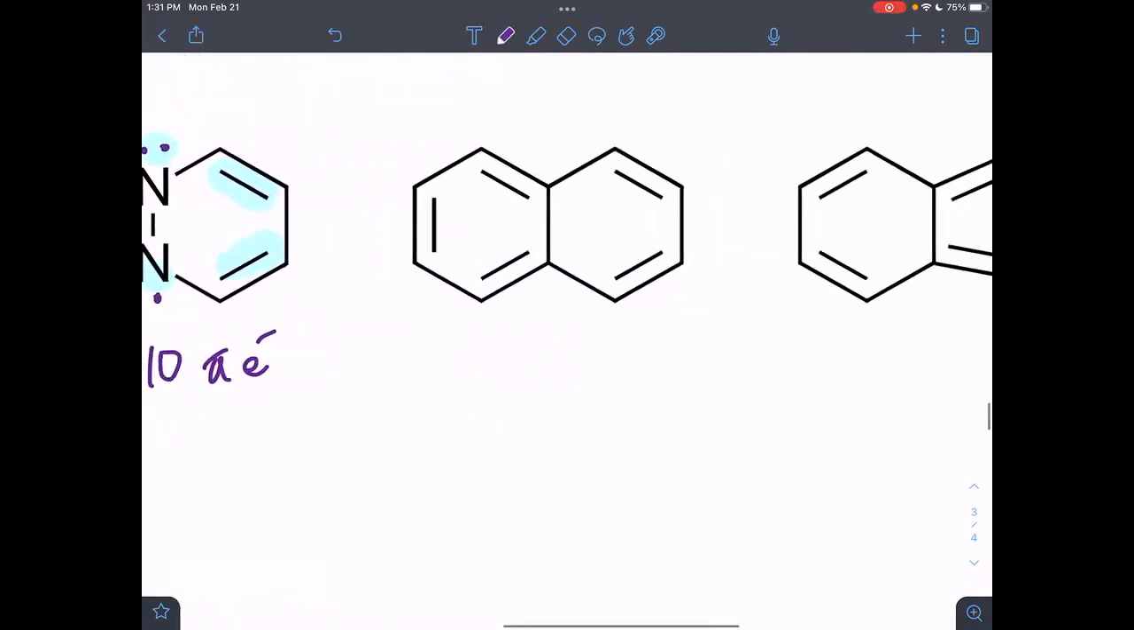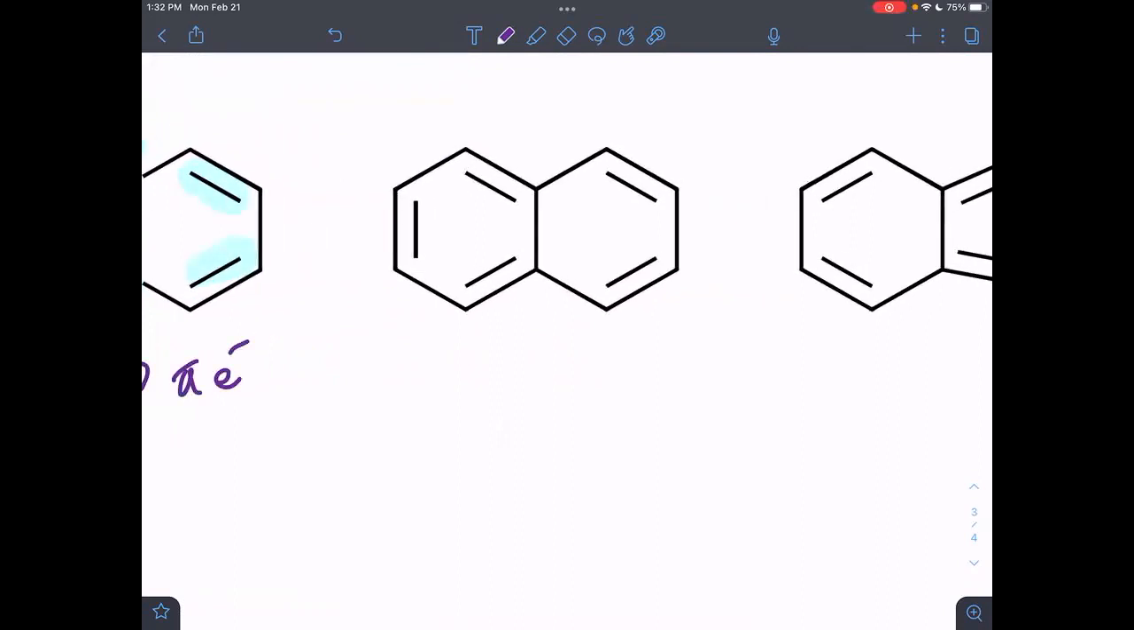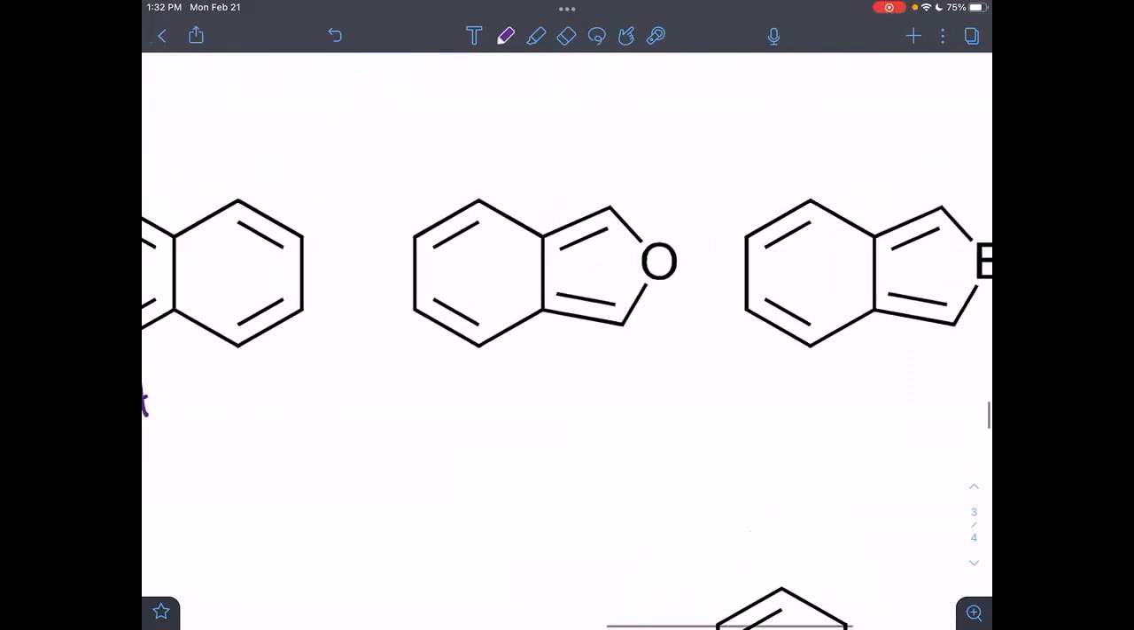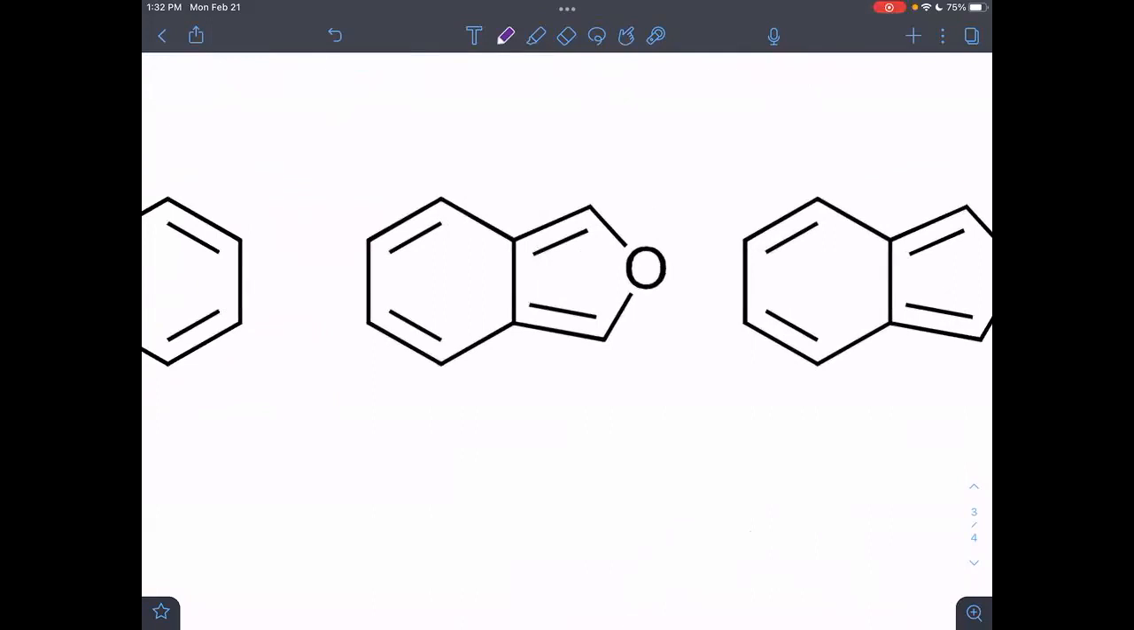And then this thing, which is called naphthalene. Naphthalene? I don't know, how do you pronounce it? Yeah, also 10 pi electrons. So yeah, we're nearing the end. Is this one aromatic or not?